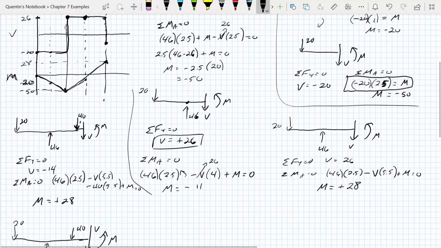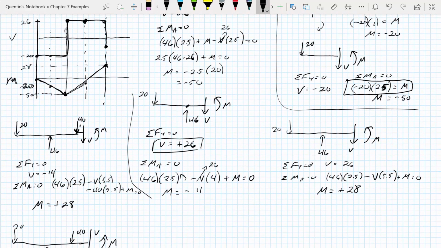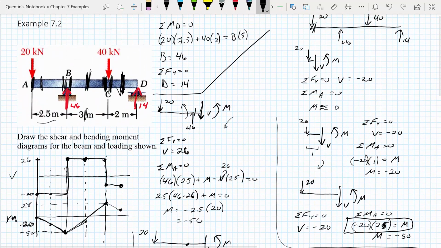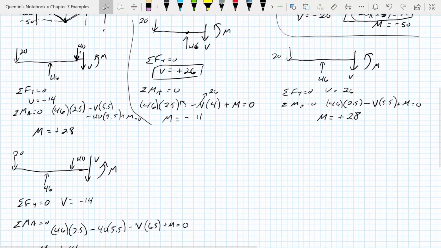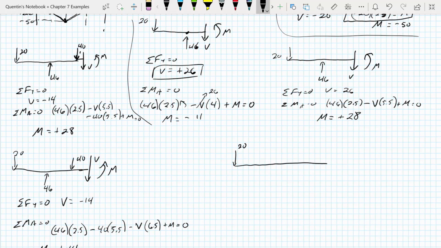So coming to here, we figured out this is here, and now we're talking like here-ish. And then lastly, let's go to this point right here, right at D. Okay, so now this last one, we have this beam here. We have 20 coming up here, 46 coming down here, 40, and then 14.